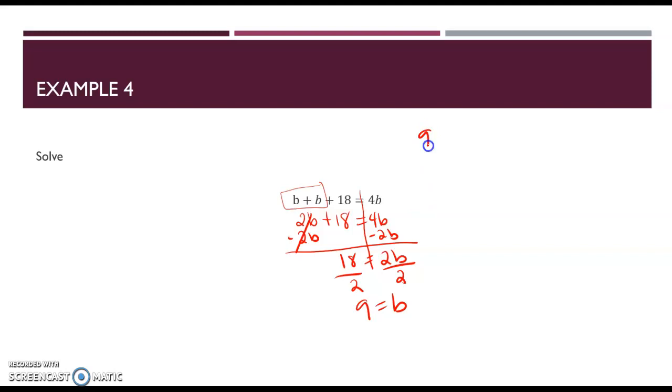So that would look like 9 plus 18 is equal to 4 times 9. And so here we'd have 18 plus 18 is equal to 36. And 18 plus 18 is 36. And so the left equals the right. And so b equaling 9 is correct.